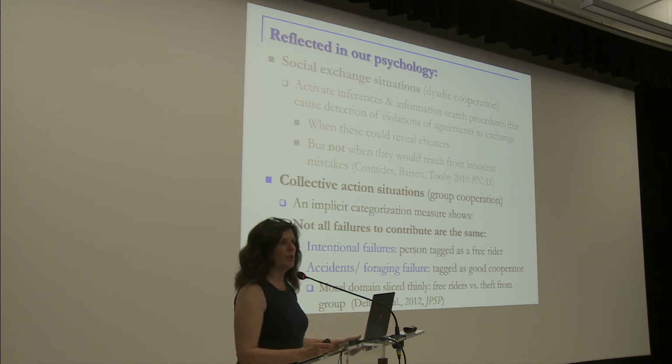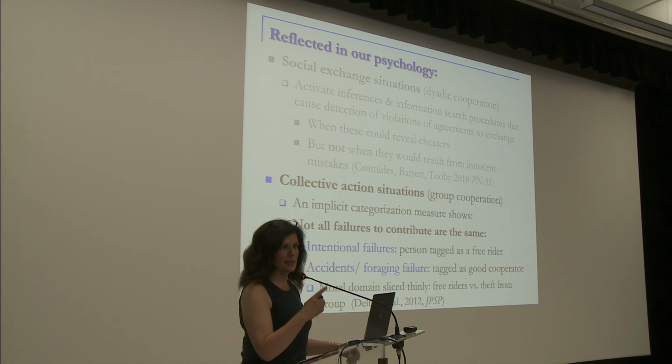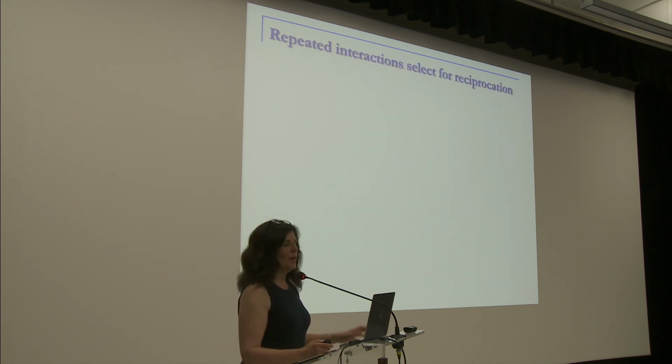They are not put into the same category. It's not just a category of moral violators, different kinds of moral violators. And this measure does not necessarily produce categorization. You can show that there are conditions where you can make a distinction and it doesn't produce categorization. So anyway, back to repeated interactions that select for reciprocation.